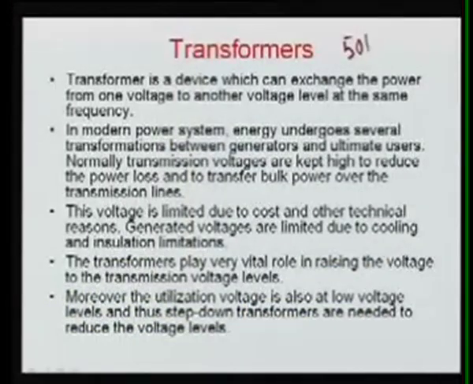So, normally in our country, it is a 50 hertz supply system. It is a nominal frequency, so it may be plus minus 3% operation, and that is tolerable.